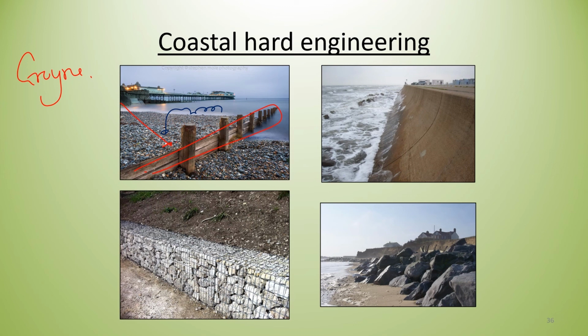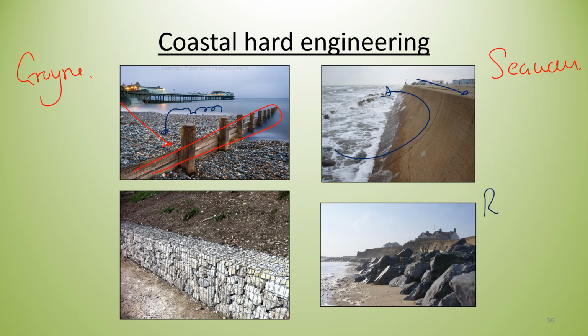The next one, this is a sea wall. Sea walls are made of concrete and they're often curved. What they do is they reflect the wave energy back into the sea, therefore protecting the cliff. They can be fantastic for tourists because tourists can walk along the top, however they do look ugly.